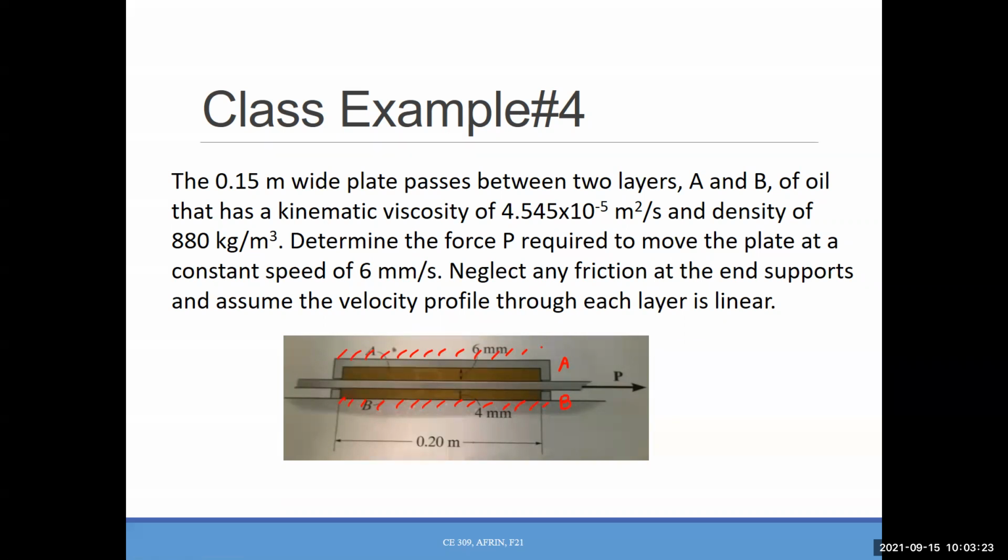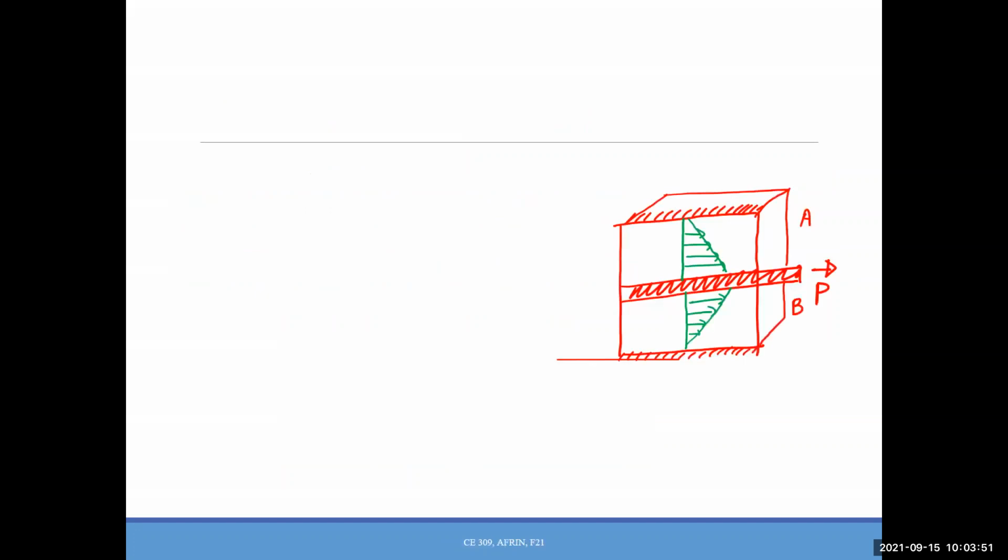Now, from this question, you can see for this plate here, obviously, on top of that plate and the bottom of that plate, there is a fluid, right? So what we will do, we will calculate the top part and the bottom part separately to find the force, and then we will add those together to get the total force, okay?